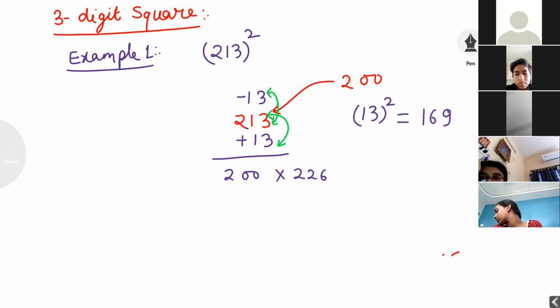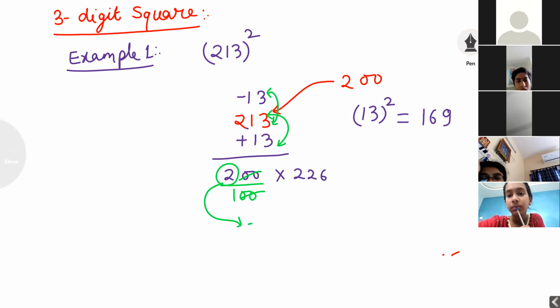Now again, this 200 I want to make as 2. This is the trick, students. Whatever digit is coming here, the 0s I will leave, and I will write here 2. How to make this 2? If I divide by 100, then I can make this digit 2. Now this has come 2 into 226 oblique 169.